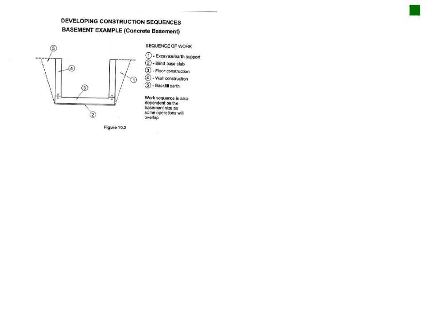Okay, so we've got a very simple example of a basement that needs to be constructed. So you've got your excavating and your support, your blinding slab, your floor construction, wall construction, and you've got your backfill and earth, your backfill that you've got here in this side. So you can see it's been drawn out, and this is the diagram that the previous figure spoke about. Diagram just makes it much easier, and this can also be utilized whenever you do a method statement as well.